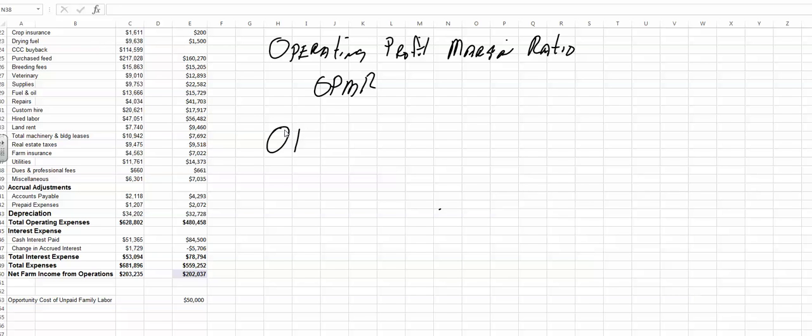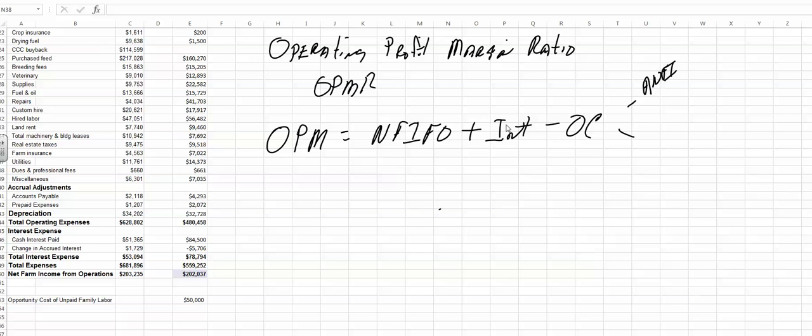So the operating profit margin is equal to net farm income from operations plus interest minus the opportunity cost of unpaid family labor. Now we've calculated that two other times. One time we called it adjusted net farm income, and one time we called it return to assets. The thing you need to remember is that number is an estimation of the profit on the farm without interest and with an allocation to pay the unpaid family labor.